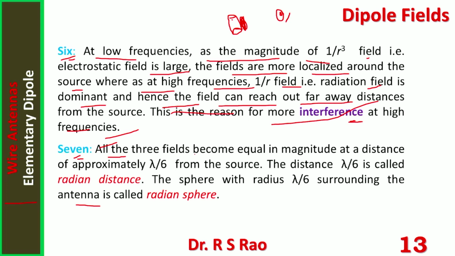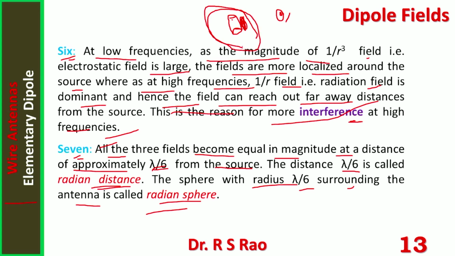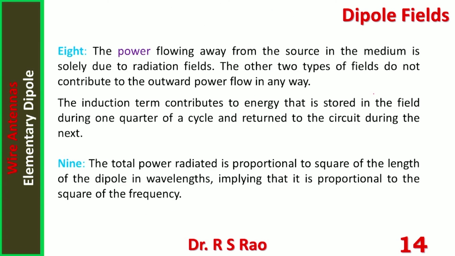Another observation, all the three fields become equal in magnitude at a distance of approximately lambda by 6 from the source. Distance lambda by 6 is called radiant distance. The sphere with the radius lambda by 6 surrounding the antenna is called radiant sphere. If you sketch, imagine a sphere around the radiator with the radius lambda by 6, then it is called radiant sphere. 8. The power flowing away from the source in the medium is solely due to radiation fields.